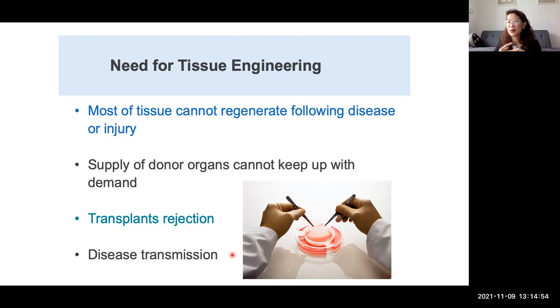Sometimes when the donor dies, we have a system to screen for pathogens. If they have HIV, hepatitis A, B, C, yeah, of course we have that kind of screening. But sometimes that disease can transmit to the recipients. So when we regrow the tissue in the lab by using our own cells, we remove these issues.